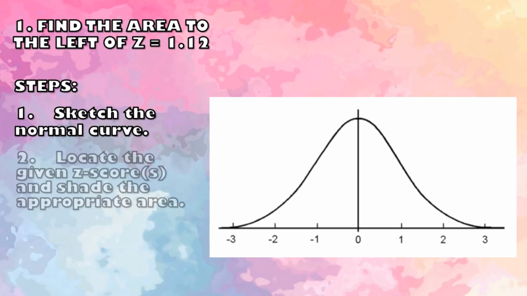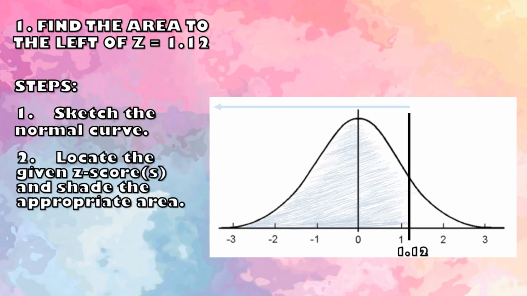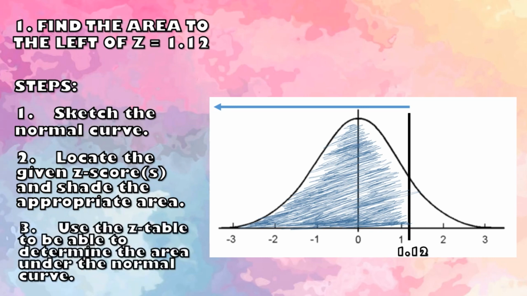Note that the area under the normal curve will always be less than 1, since the total area under the normal curve is 1. So now, let's consider a more organized way of finding the area by using the following steps. For example, let's find the area to the left of z equal to 1.12. Step number 1. Sketch the normal curve. Step number 2. Locate the given z-score and shade the appropriate area. Step number 3. Use the z-table to determine the area under the normal curve. Since we are finding the left area of z equal to 1.12, we should follow the process of finding the left area used in the previous example. Therefore, the area is equal to 0.92364.